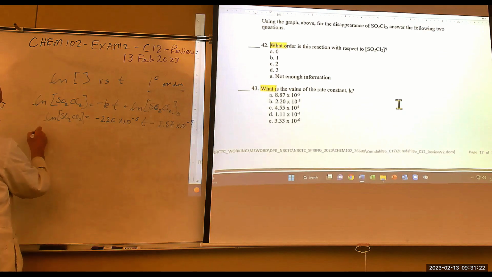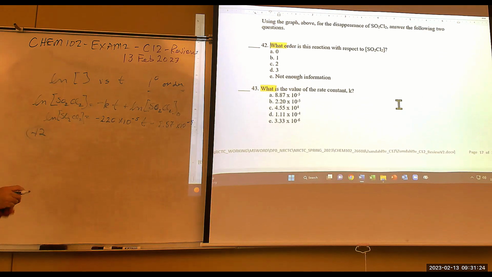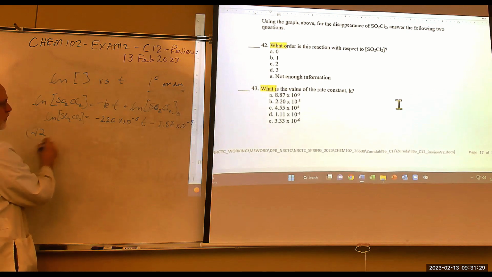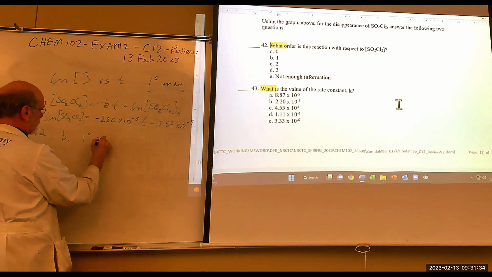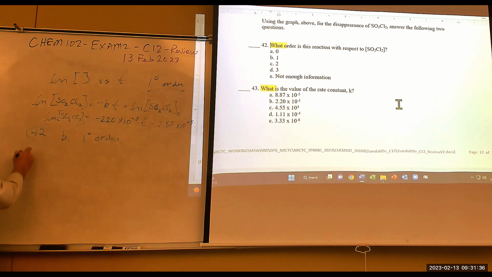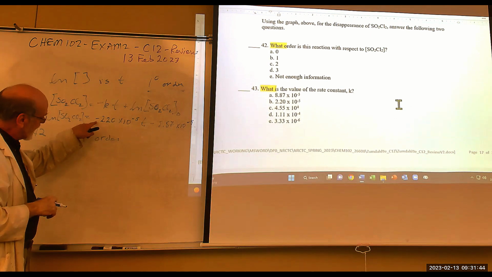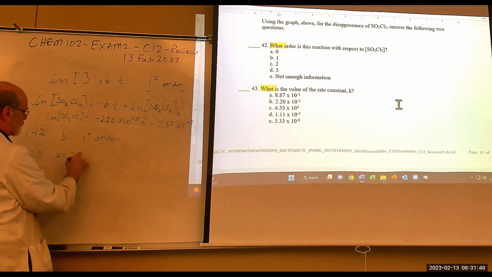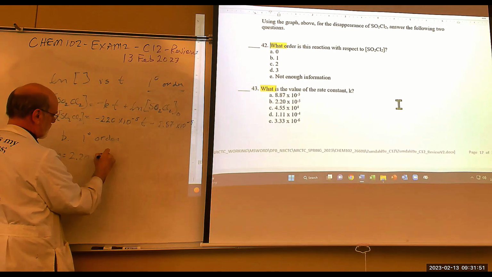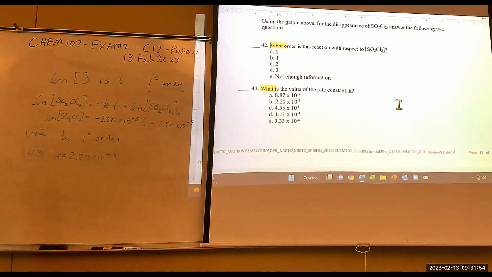All right, 42. What order is this reaction with respect to? Okay, we already answered that one, right? First order, which would be B. B. First order. 43. What's the value of the rate constant k? Well, negative k is this value. So k is equal to 2.20 times 10 to the minus 5. Right there.